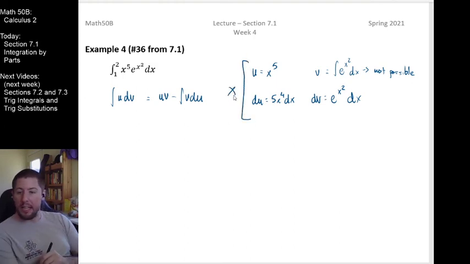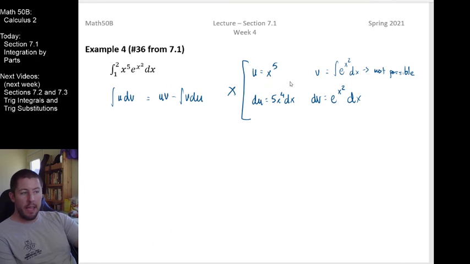I straight up don't know how to get a v. With this selection of u and dv, it is not possible for me to determine what v is going to be. So therefore, I can't use this as my choices for u and dv. I have no way to complete the problem, right? So it looks like we need to make a second set of choices, right?